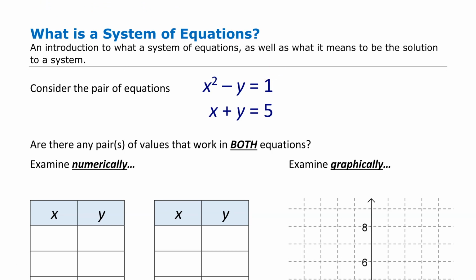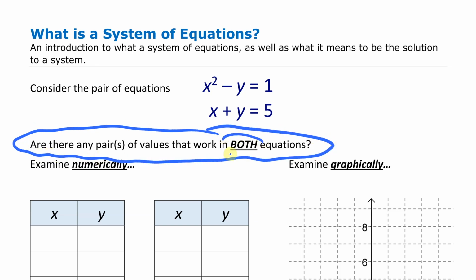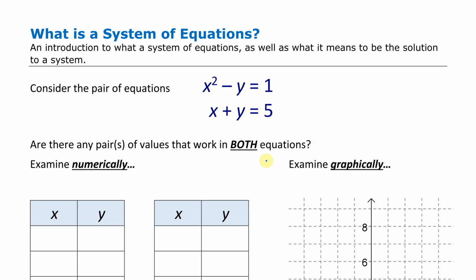Now, to get started on this, we're going to look at this pair of equations. They both have x and y in them. This one happens to be a quadratic, which you can tell because it has a squared here. This one is a linear equation because there's just x and y, no squared on either one of them or anything. What we're going to look at here is, are there any pairs of values that work for both of these equations? We're going to look at this a couple of different ways here.